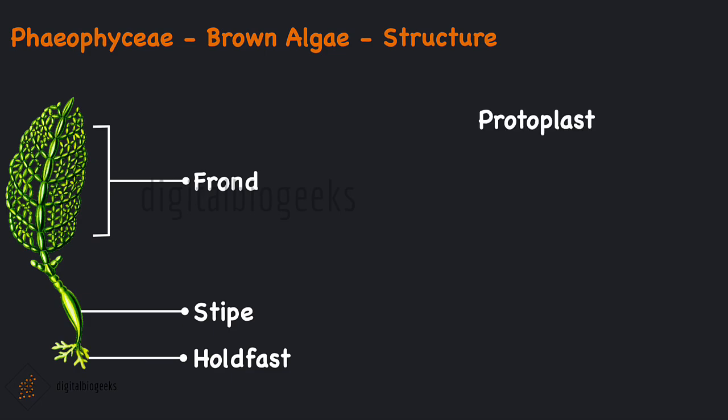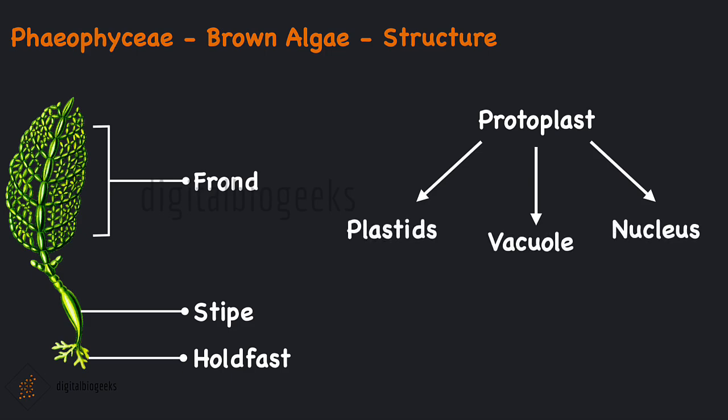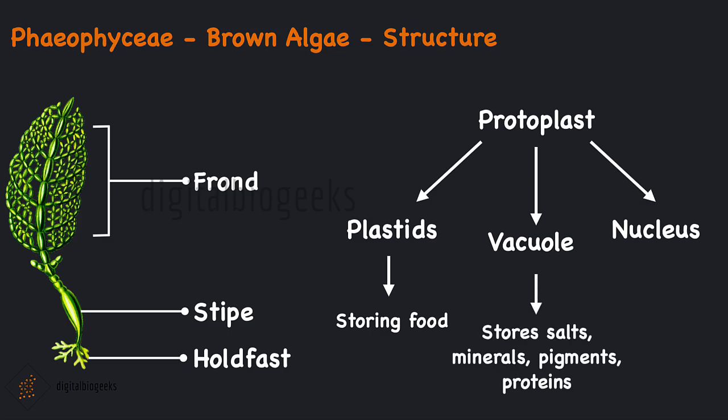You might be familiar with protoplast, right? It means the entire cell excluding the cell wall, or a cell without a cell wall, is protoplast. Protoplast of Phaeophyceae contains plastids, vacuole and nucleus. Plastids are used for storing food. A centrally located vacuole is there, which stores salts, minerals, pigments and proteins. And there is a centrally located nucleus as well.